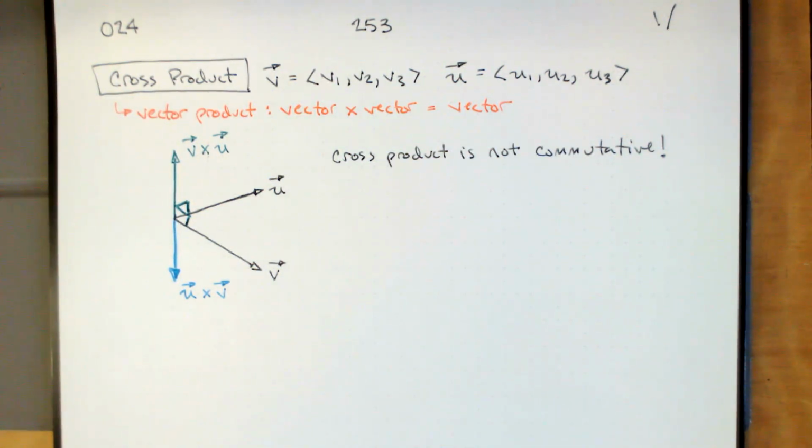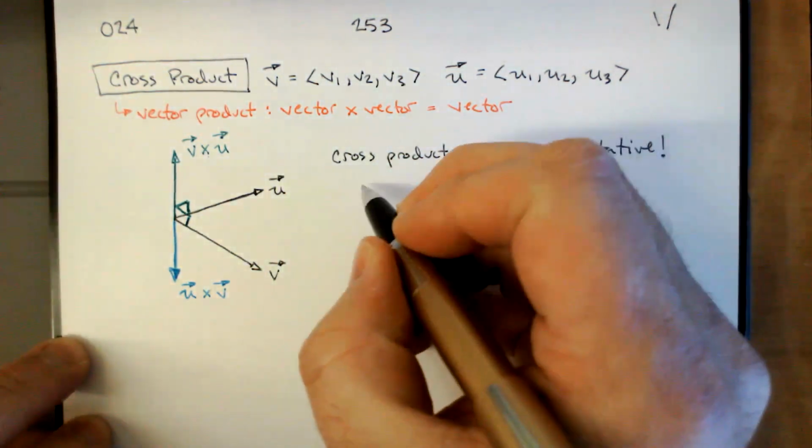If you've been through linear algebra, you may have seen before that matrix multiplication is also not commutative. A times B, when A and B are matrices, is not necessarily the same as B times A. So we say it's not true in general. It's true for some pairs of matrices A and B, but it's not true in general. The cross product is not commutative. V cross U is not equal to U cross V.